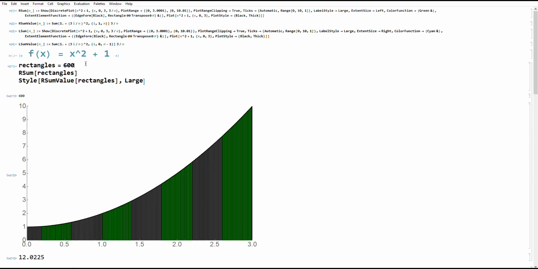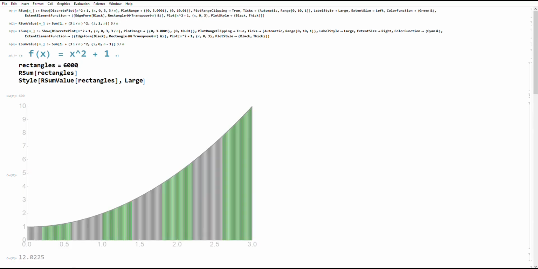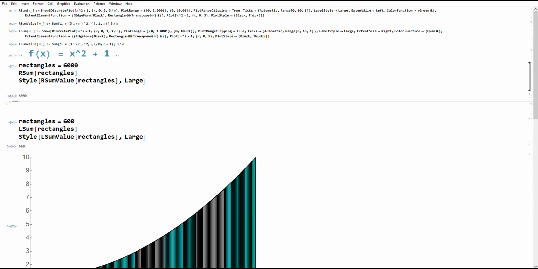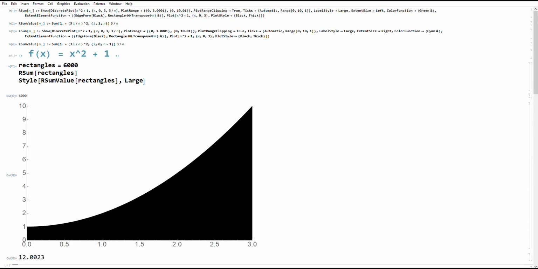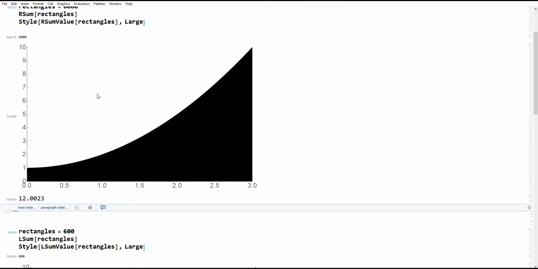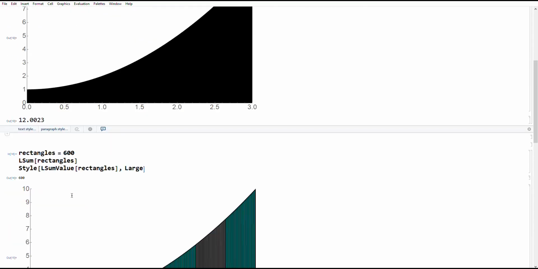And one more time. Now, this time the graphics simply won't be able to handle this. And you'll notice it takes a while because the machine is chugging away. And what we're getting this time is 12.0023, which is too big.